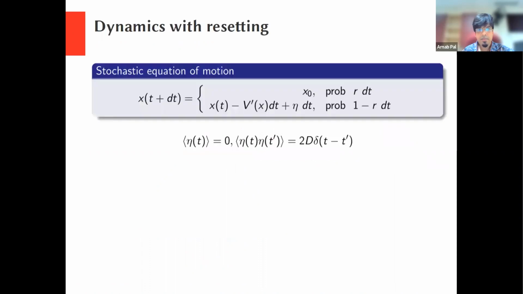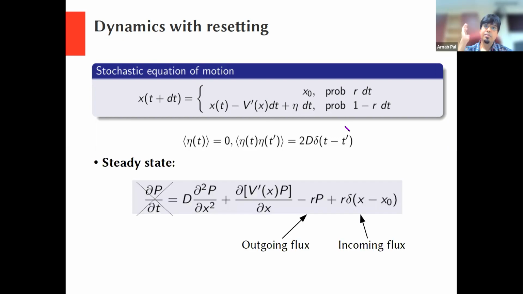the game over here. So we have a very simple process, like an overdamped Langevin equation here. With some probability r delta t, you just put the particle back to the initial position x naught. Otherwise, it just simply diffuses, right? So I have a simple diffusion in a potential landscape. So V is my potential, and then eta is just the thermal noise, right? And that happens with a complementary probability, right? This is what I want.